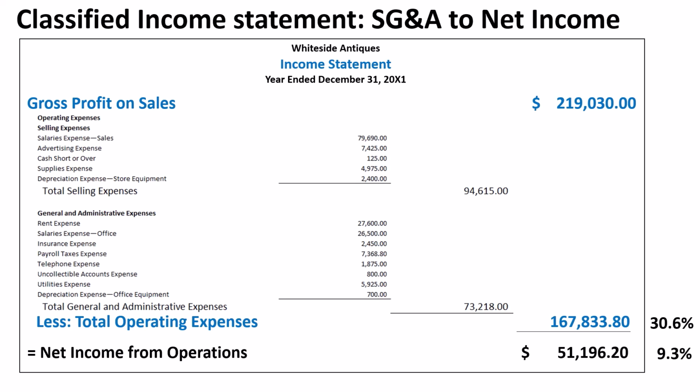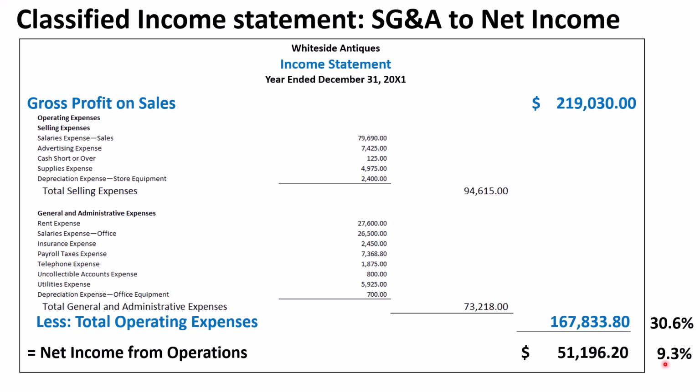Net income from operations reflects the profit from normal or core business activities after subtracting the SG&A from the gross profit. Investors will want to know whether core functions are profitable and, as a percentage, how much is left from all sales dollars once all expenses are paid. For this business, we calculate that net income from operations is 9.3% of revenue.